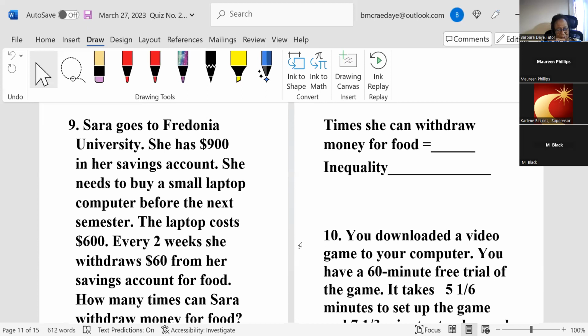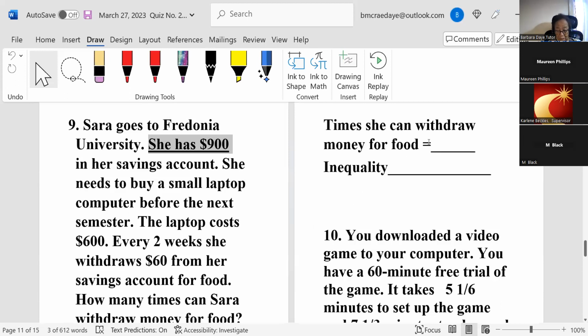Okay, Mercedes, what were you saying? I was saying x is less than or equal to 300. That was wrong. It says she can withdraw 60, right? So each time she can withdraw 60. So you've got to put 60 times some variable, right? Oh, so I wrote the inequality wrong.